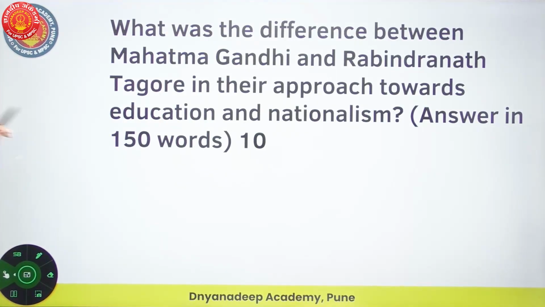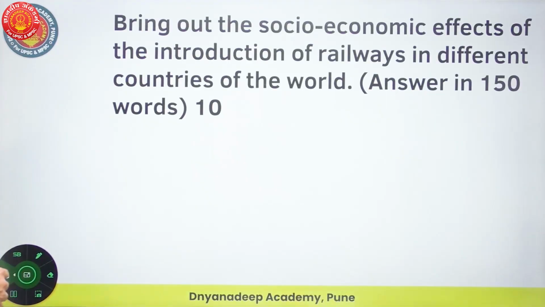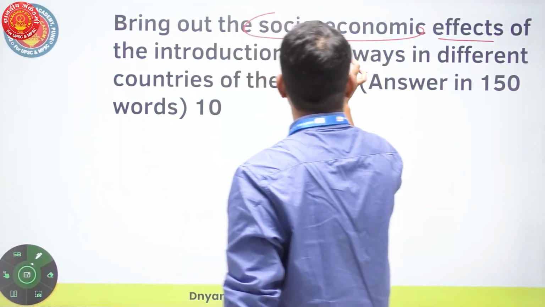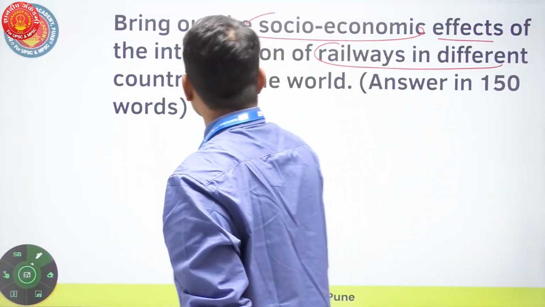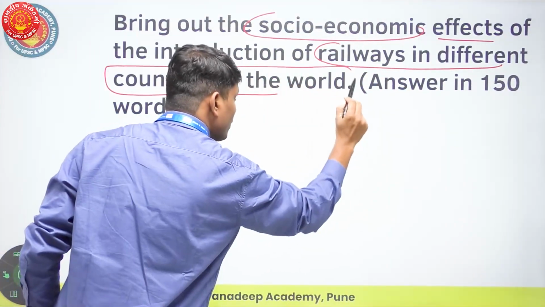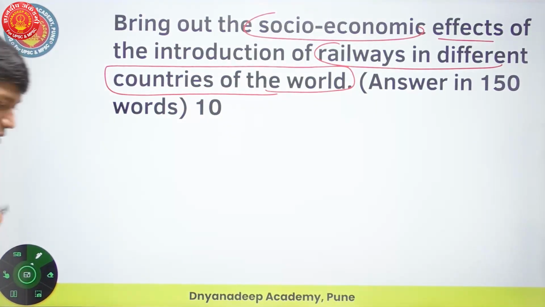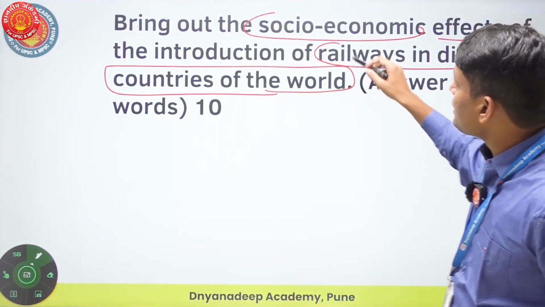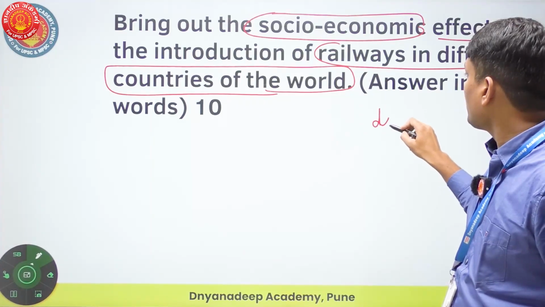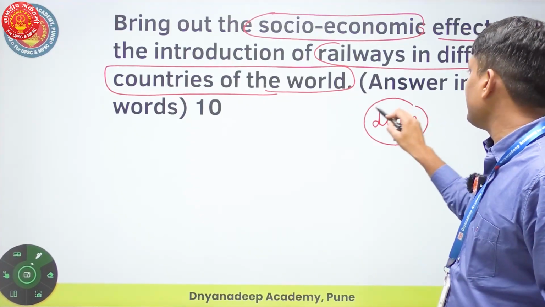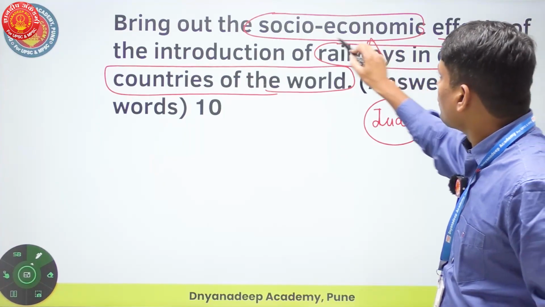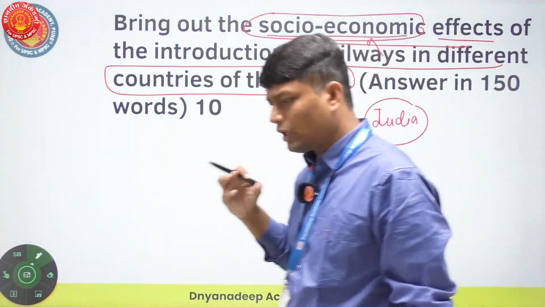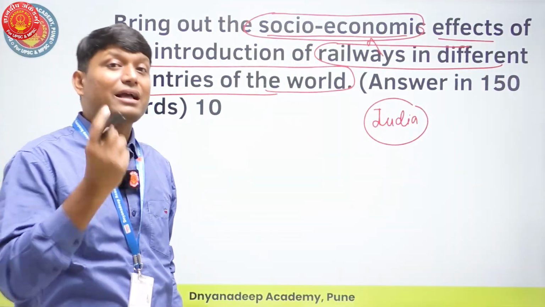Moving on, next is regarding the socio-economic effects of the introduction of railways in different countries of the world. Fine. Now, what will be the fundamental mistake one will make while answering this particular question? The fundamental mistake is you will not go beyond India, because most of the time our reading is regarding the effect of the introduction of railways in India. We have good fodder, we have good content on this particular part. But the catch is what?